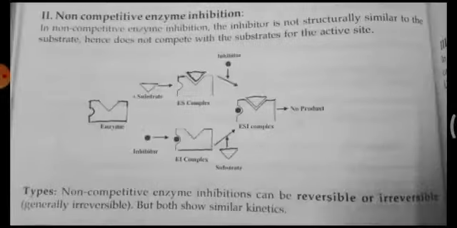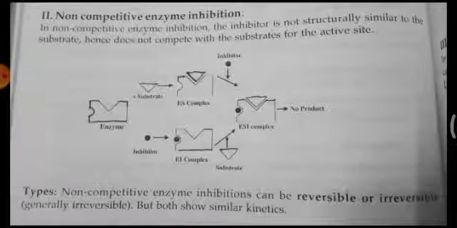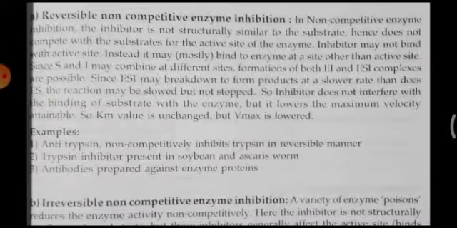In non-competitive enzyme inhibition, the inhibitor is not structurally similar to the substrate, hence it does not compete with the substrate for the active site of the enzyme. As I showed before, the inhibitor does not bind to the active site; it binds to the curved area as shown in the figure. Here you can see the black color, it will bind to the curved area of the enzyme, which is an inhibitor binding area, at a site other than the active site.